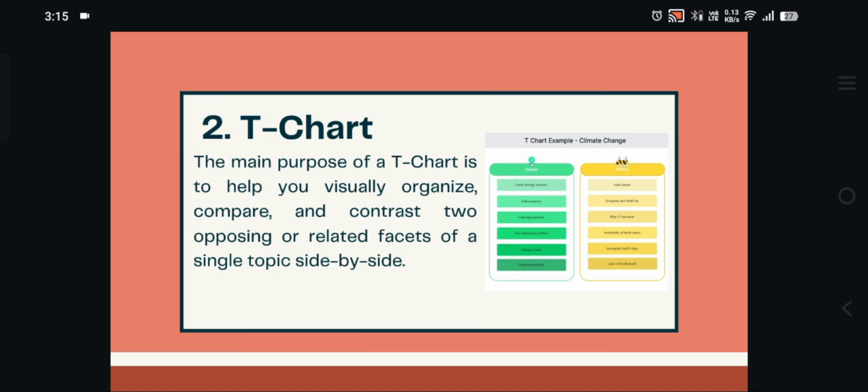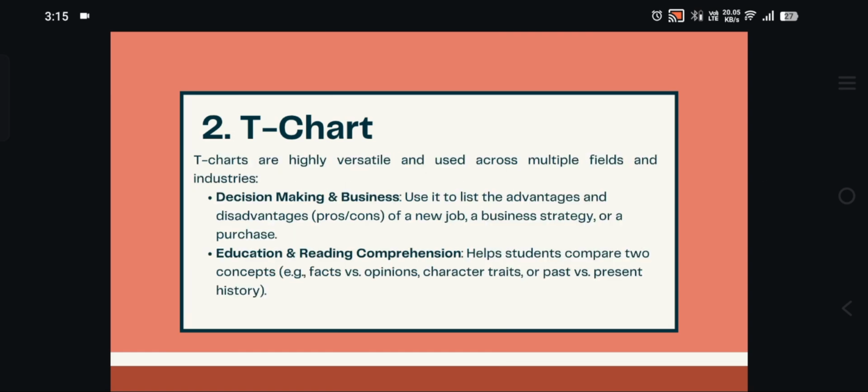This will help you to visually compare and contrast two subjects, or you can evaluate the pros and cons of a decision. T-charts are commonly used in decision making and business, education, and reading comprehension.